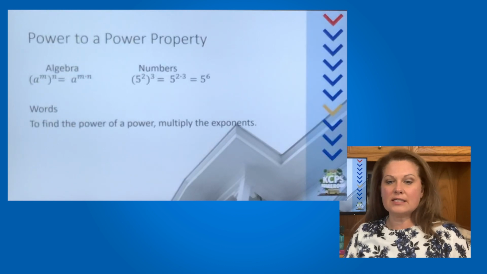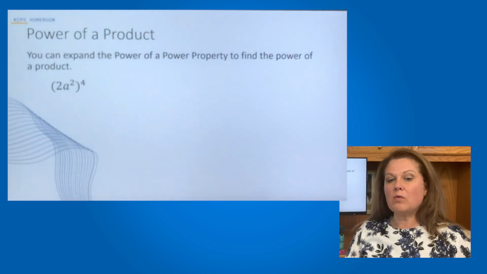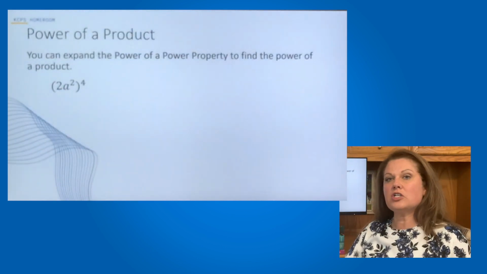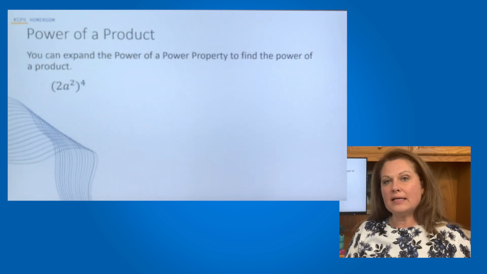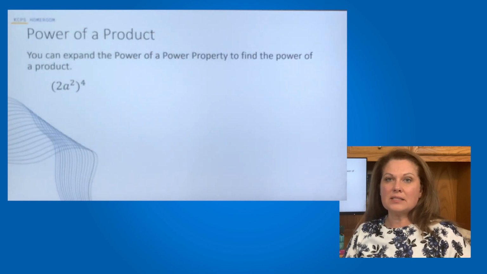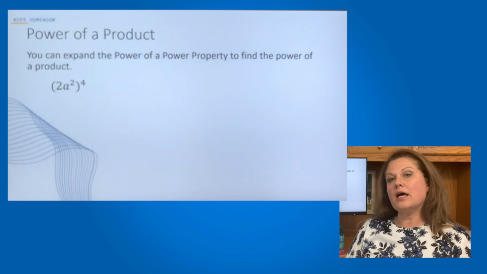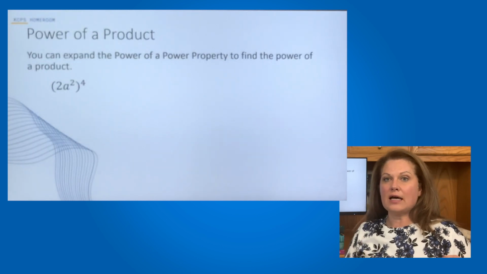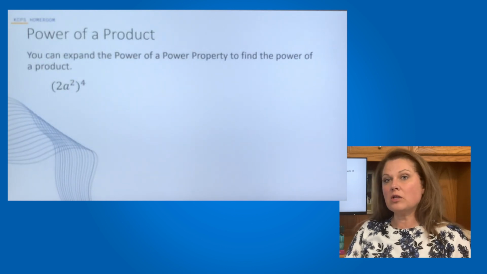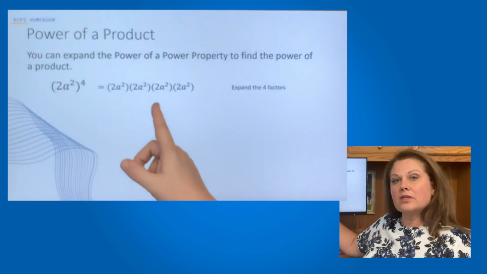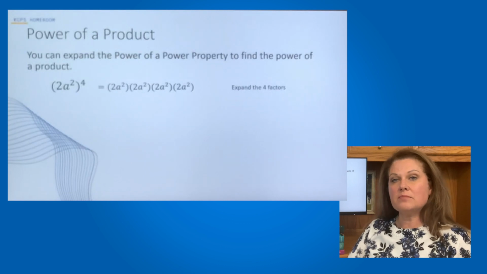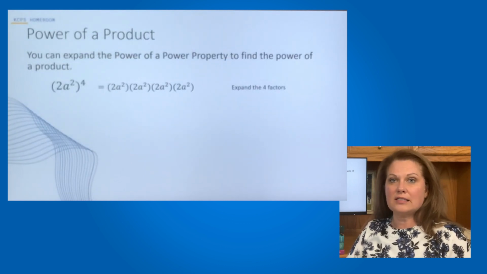Let's take a look at another example. This time we're going to throw in a power of a product. You'll notice this time we have a coefficient of 2 in front of our variable power. So our base is actually 2 times a to the 2nd power. Now the 4 is going to tell us how many times we're going to multiply that particular factor, and how that would look would be something like this: 2a to the 2nd times 2a to the 2nd times 2a to the 2nd times 2a to the 2nd.